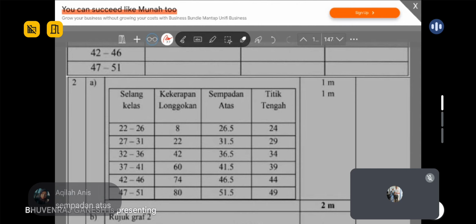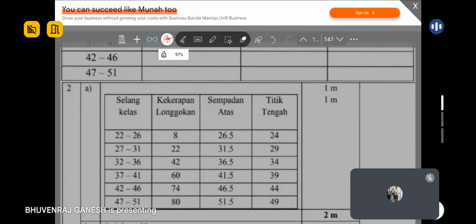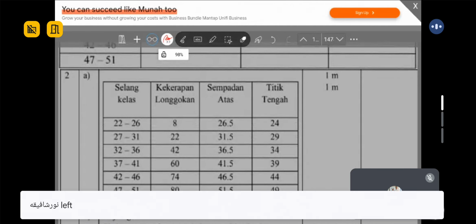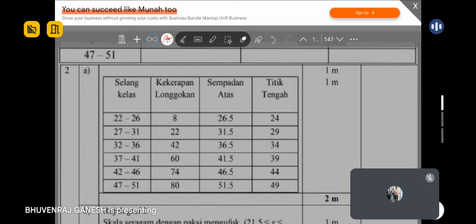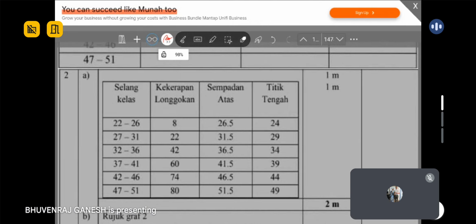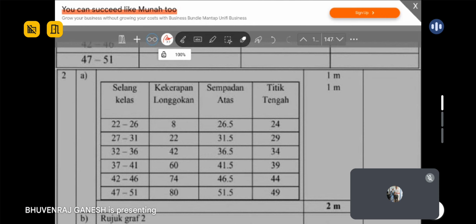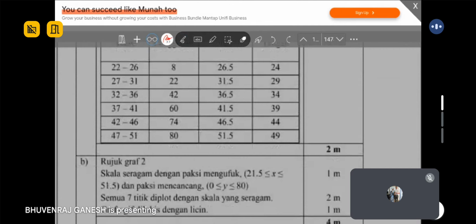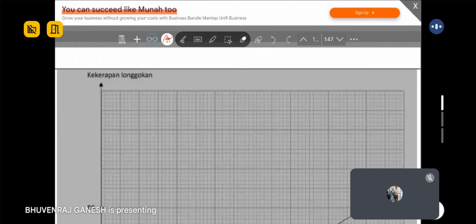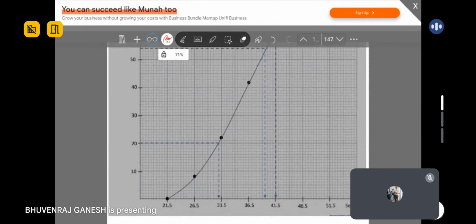Ogive hanya sempalan atas guys. Ogive only upper boundary can. Other cannot. Lower boundary also cannot. Okay, only upper boundary. All right. So means that you must use all these values to plot sempalan atas. Okay. So your graph will look something like this. Okay, so ogive like this.